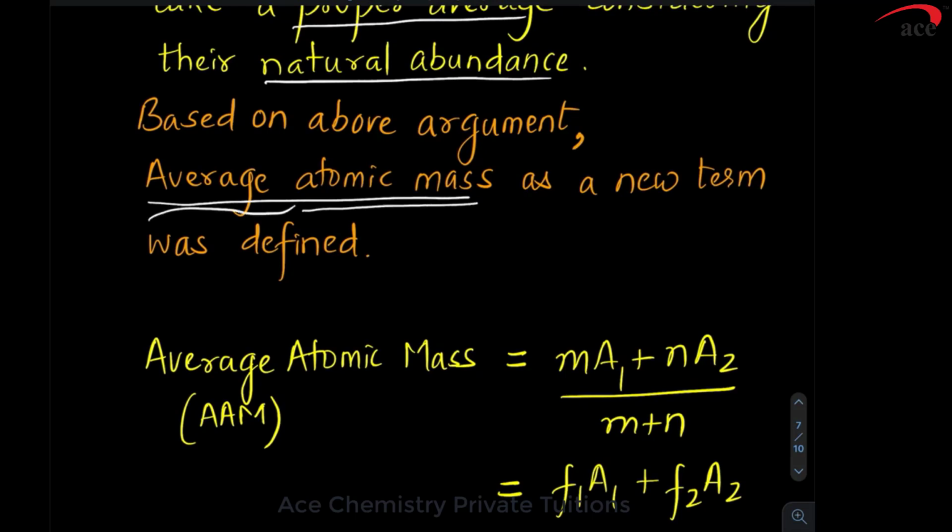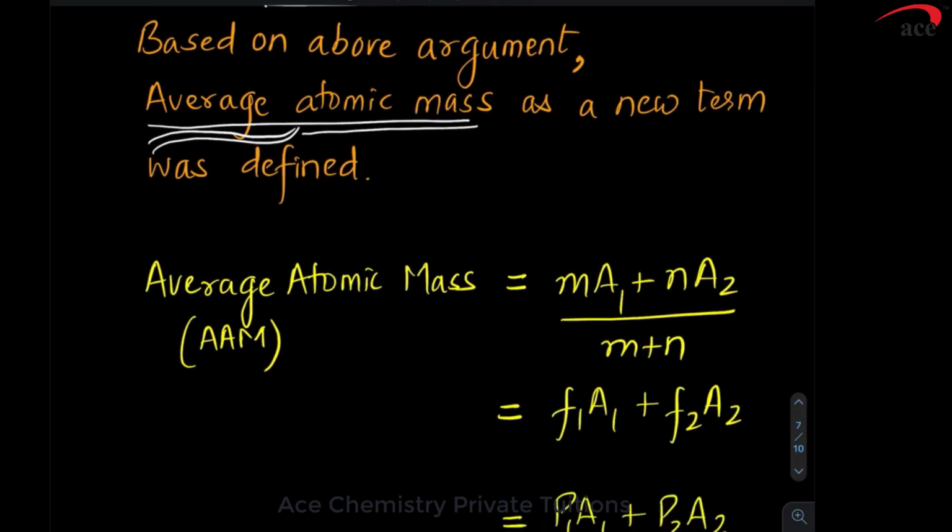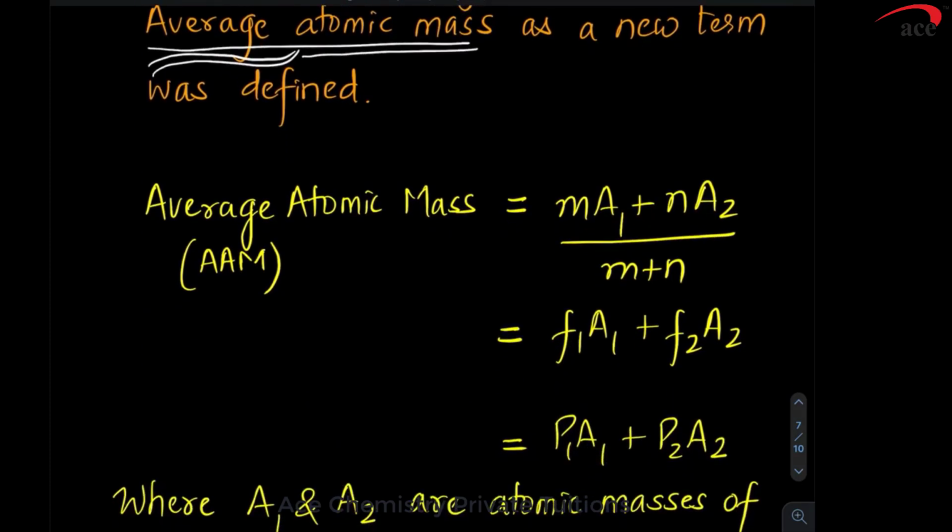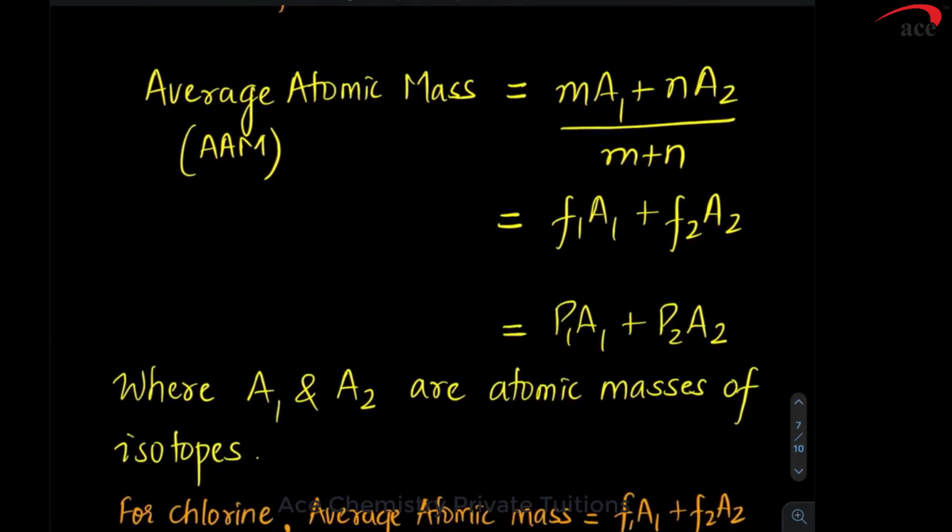The question is, when is the term average atomic mass introduced? The average atomic mass term is introduced whenever you have isotopes. The question is, which elements of the periodic table have isotopes? The answer is all elements. That means, in short, for all elements you should use the term average atomic mass.